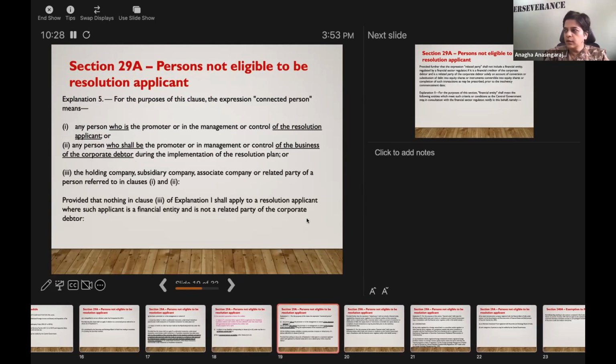Now the explanation and the meaning of connected persons under explanation 5 for the purpose of 29A. Any person who is a promoter or in the management or in control of the resolution applicant, or any person who shall be the promoter or in management or control of the business of the CD during implementation of the resolution plan, or holding, subsidiary, associate company, or a related party of a person referred to in 1 and 2 above. So all of these people will be termed as connected persons, and they also have to satisfy the criteria of A to I, and then only they will be eligible to submit a resolution plan. Of course, the exception is for the financial entity and somebody who is not a related party.